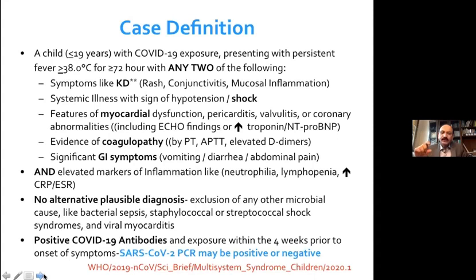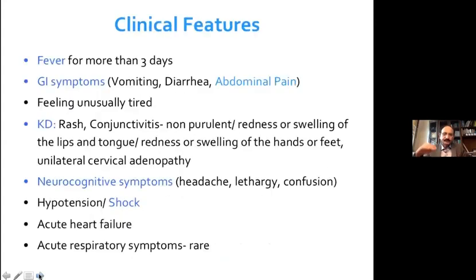So you need to have at least 2 systems involved before you label a child as post-COVID MIS-C, and you need to also make sure that there is no alternative plausible diagnosis. And one must-do thing is to get their antibodies done. And you will only label a child as post-COVID MIS-C once their antibodies to COVID are positive.